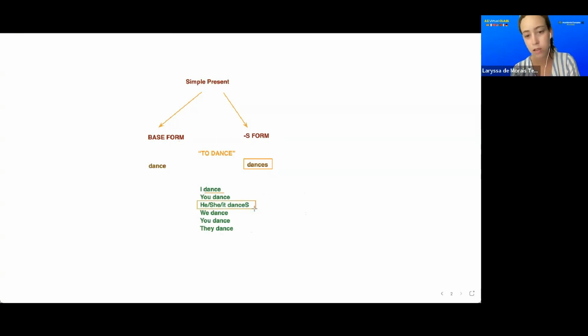Here we use dances. This is going to happen with all the verbs, okay? All the verbs in the simple present, the same thing happens. When it's third person, we need to add an S at the end of the verb, okay? Don't forget that, very important.